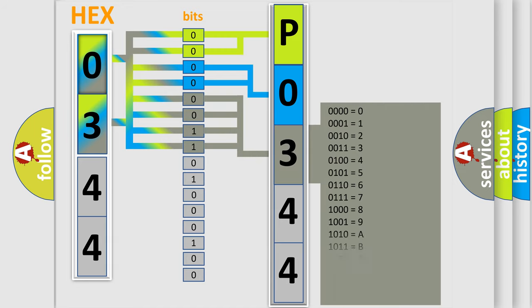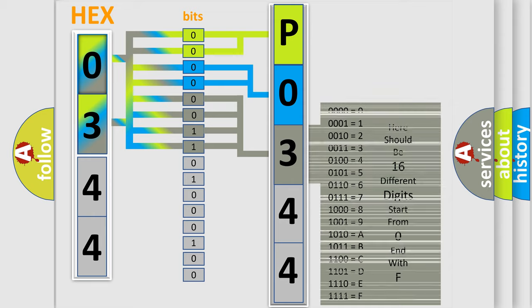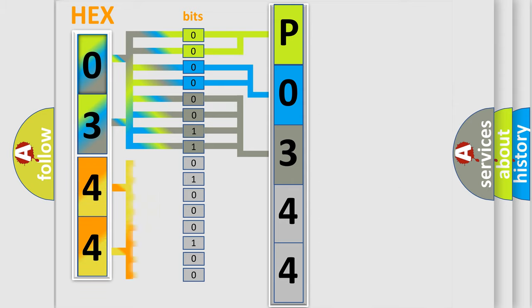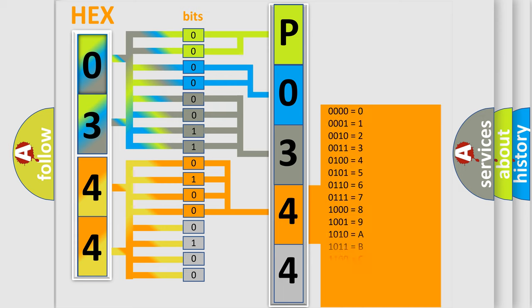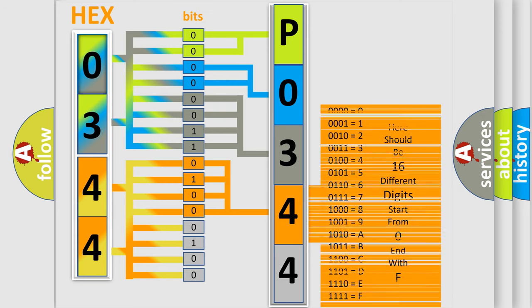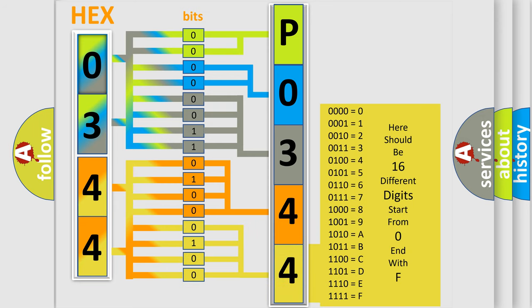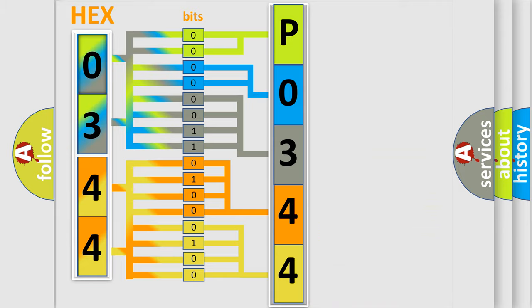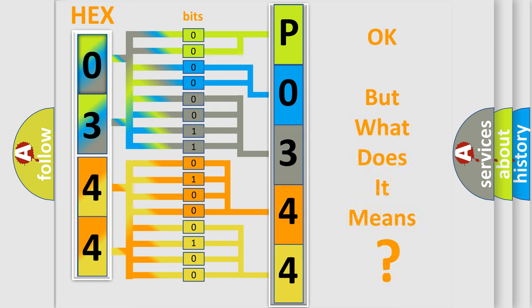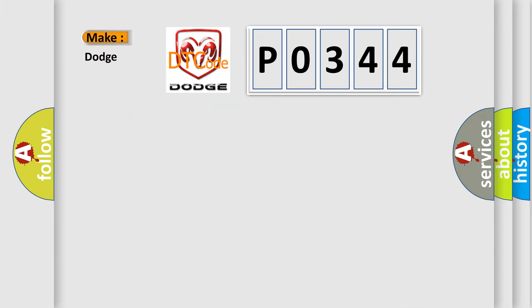The second byte is composed of a combination of 8 bits. The first 4 bits determine the fourth character of the code, and the combination of the last 4 bits defines the fifth character. A single byte conceals 256 possible combinations. We now know in what way the diagnostic tool translates the received information into a more comprehensible format. The number itself does not make sense to us if we cannot assign information to what it actually expresses. So, what does the diagnostic trouble code P0344 specifically interpret for Dodge car manufacturers?